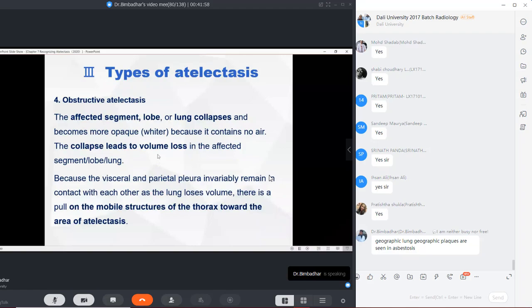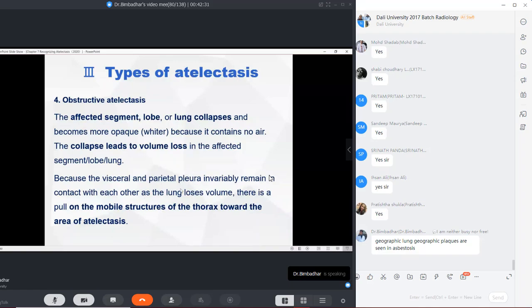Yes, that we also know for a fact till now. The affected segment will have no air, so it will become more white and opaque, and the collapse leads to volume loss also, because the visceral and parietal pleura invariably remain in contact with each other. As the lung volume is lost, there is a pull on the mobile structures of the thorax towards the area of atelectasis. That is also what we have seen before. There will be pulling of the mobile structures, and this is called obstructive atelectasis.